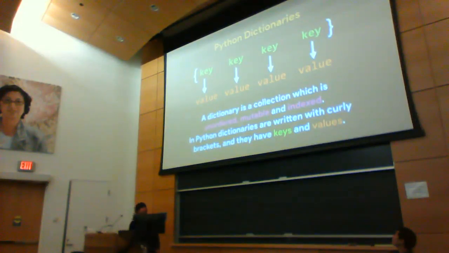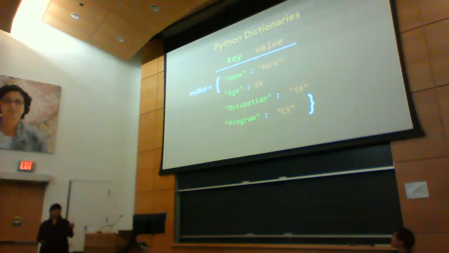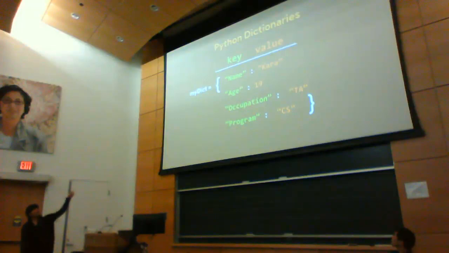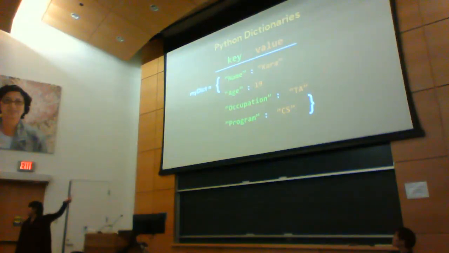And we can actually think about a dictionary as kind of like a table. In this case, I put my own information in. You can think about the key as the table columns, and then the value as being the item in that column. So for example, I can have my name, that's my first name, Kara, my age, 19, occupation, TA, program, CS. And so if I grab my dict at occupation, I'll get a TA, right?